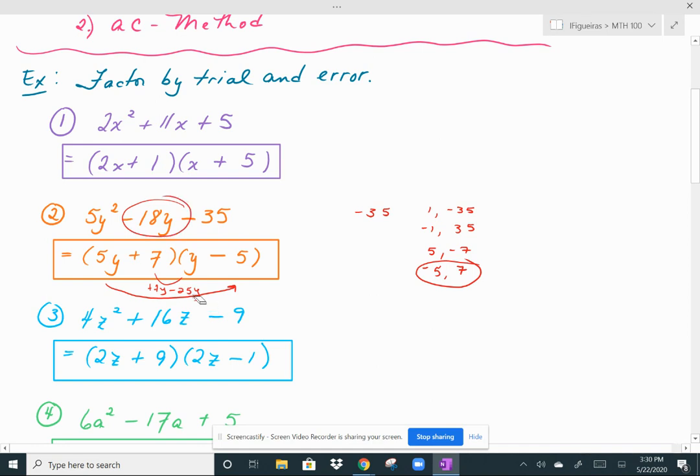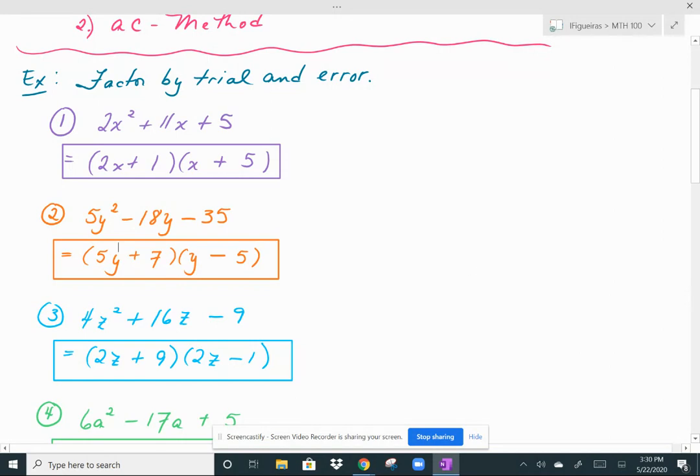Remember that outer and inner? That's the O and the I in the FOIL method. So that's why I said make sure you're really good at foiling, because that does help when you go to factor and do the opposite operation.